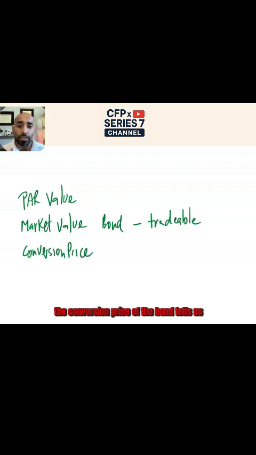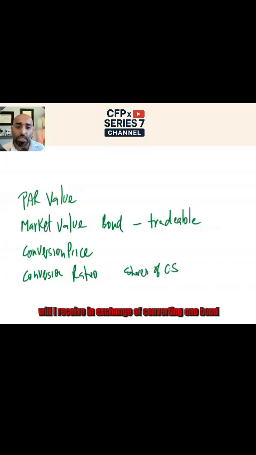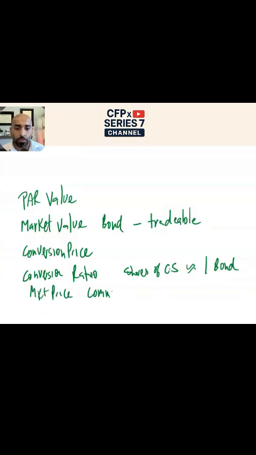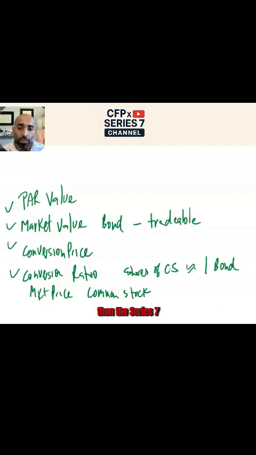The conversion price of the bond is the price at which you can convert the bond, which will give you a number of shares, which takes us to our conversion ratio. Conversion ratio is how many shares of common stock will I receive in exchange for converting one bond. And then last but not least, you have the market price of the common stock. Once you can clearly identify what all of these mean, then the Series 7 or the SIE question becomes very simplified.